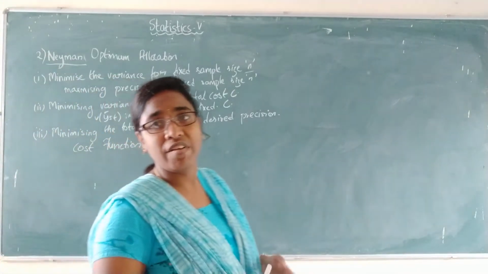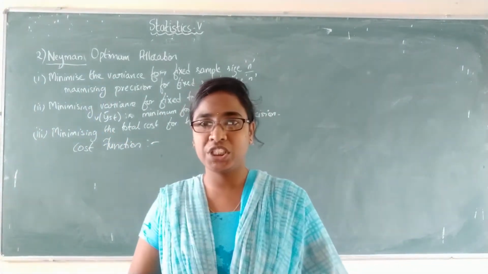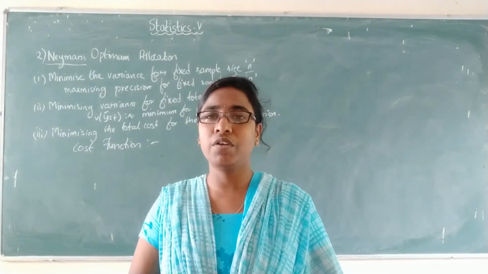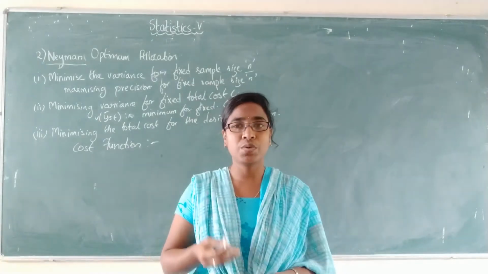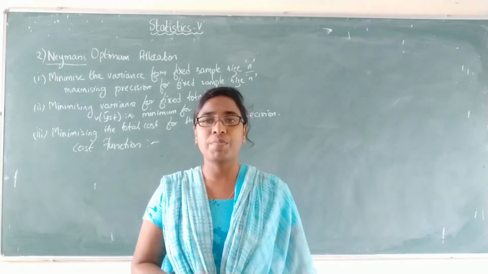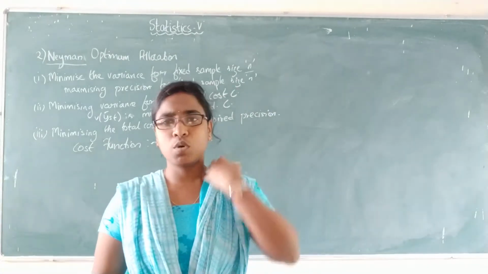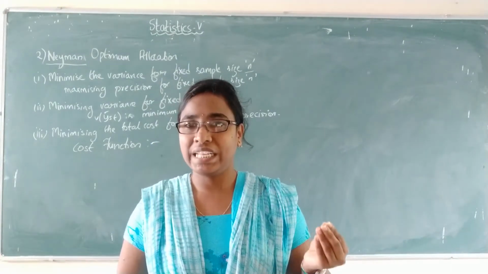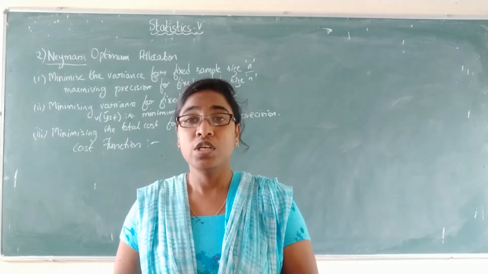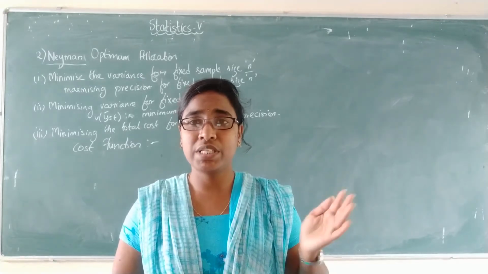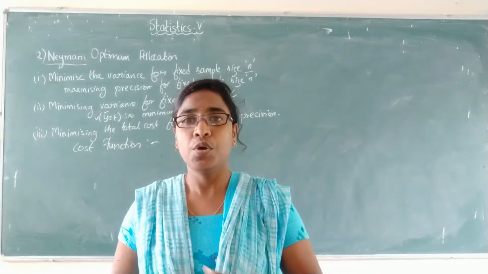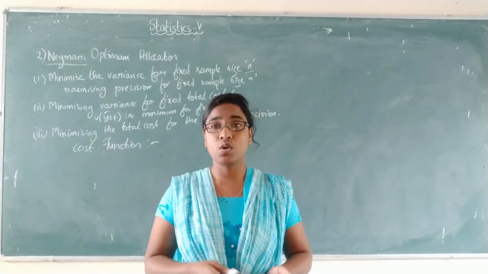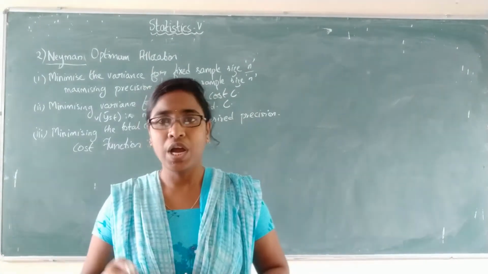In stratified random sampling, for collecting information from different strata, there will be some cost. We cannot get the information freely. Some cost will be there for collecting the information from the different strata. Suppose I have three strata, and I am collecting the information from the three strata separately. If I consider the cost, will the cost be the same for all three strata? No, because each stratum varies from one another. Similarly, the cost also varies from one stratum to another.